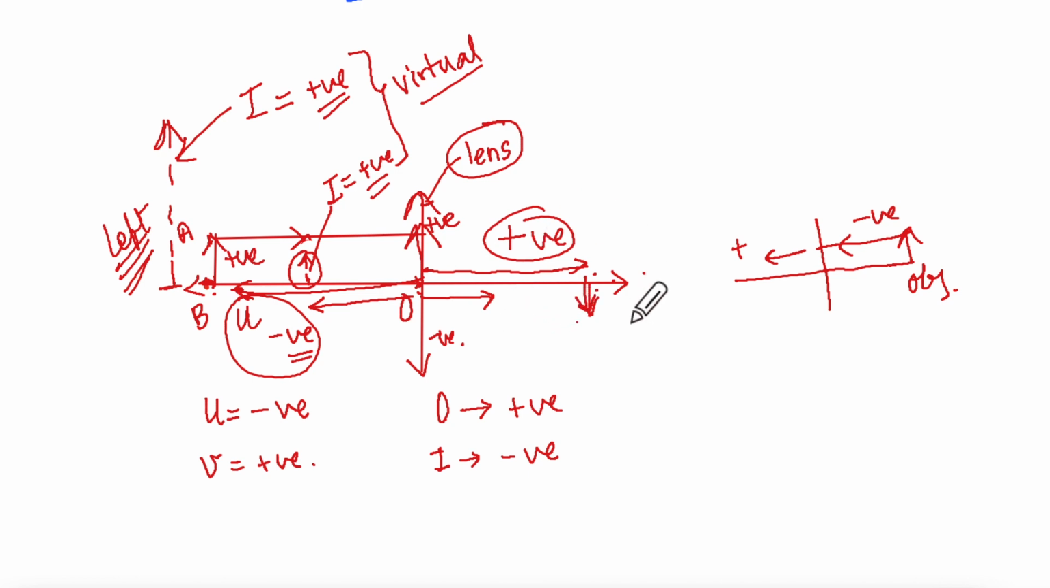Okay, now where is the real image formed? If the object is on the left hand side, on the right will be the real image. Now if it is the real image here, it will always be inverted. It can be this way or it can be this way, correct? So inverted means your height of the image will be negative.